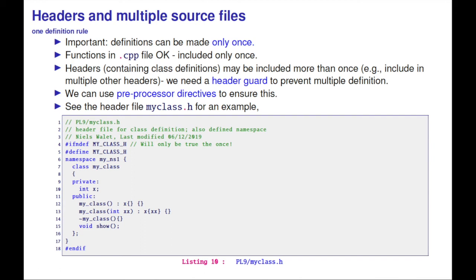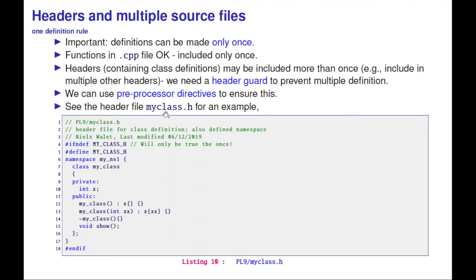If the implementation CPP file includes the header file, it's only included once. But headers containing class definitions may be automatically included more than once. You include them in other headers, and that really means that you get confused. There's a very neat technique to do that, which is called a header guard, to prevent this multiple definition issue. The best way to do that is, unfortunately, with preprocessor directives. It's not the most elegant way, but it works perfectly.